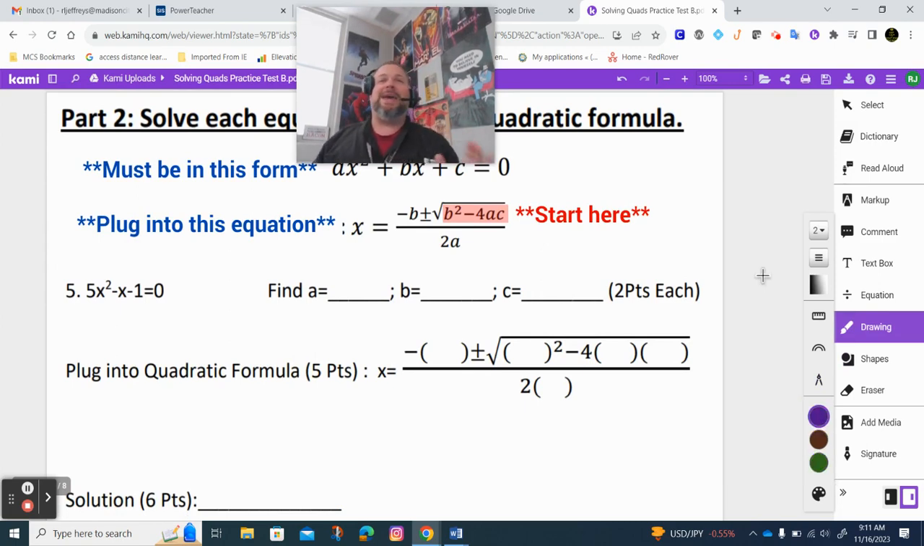So, what is A for number 5? 5. No, it's just 5. Okay. What is B? Negative 1. What is C? Negative 1. Okay, so now we plug it in. All right, A goes here, A goes here. B goes here, B goes here, and C goes here.